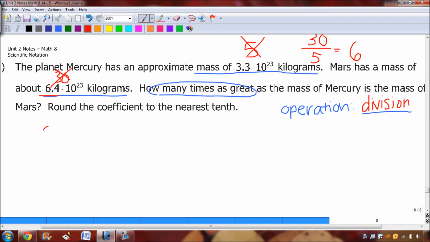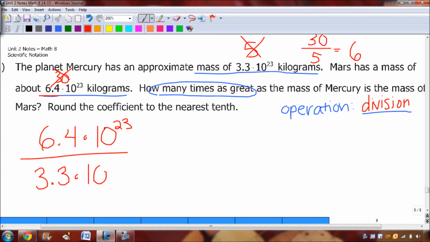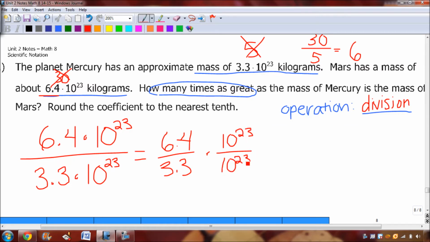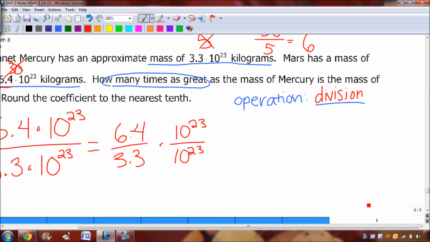So I'm going to take 6.4 times 10 to the 23rd power, and I'm going to divide it by 3.3 times 10 to the 23rd power, which means that I get 6.4 over 3.3 times 10 to the 23rd power over 10 to the 23rd power. All right, now I have to actually do my division. So in order to do my division, I have to figure out how many times 3.3 goes into 6.4.